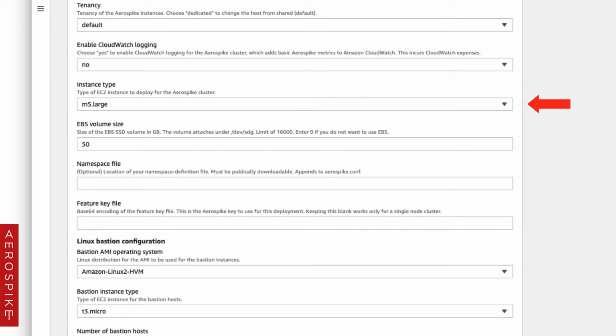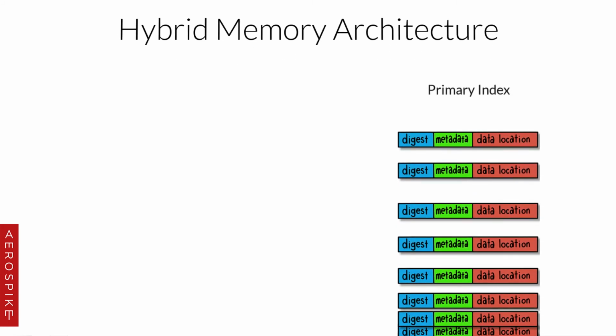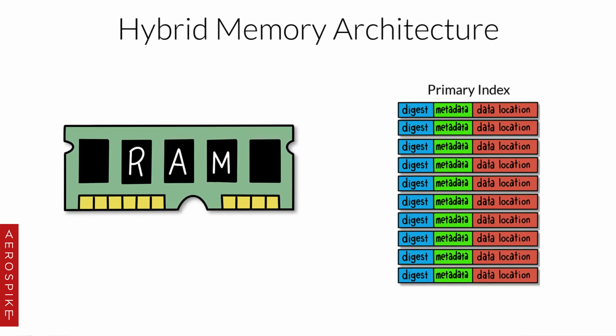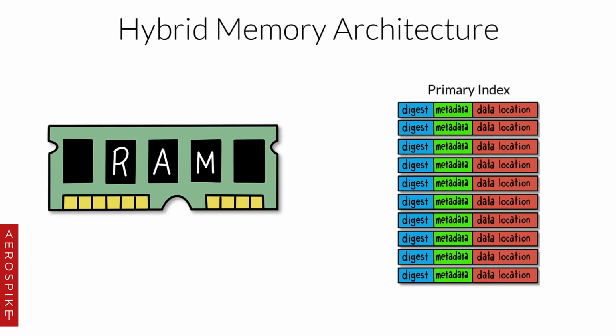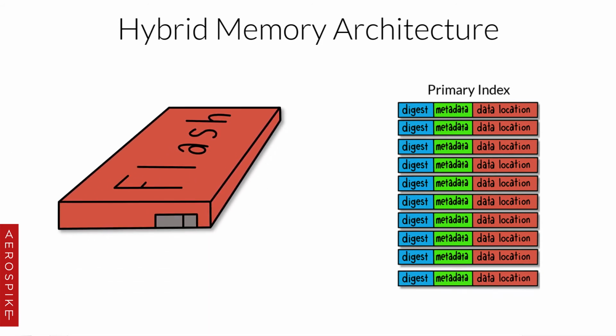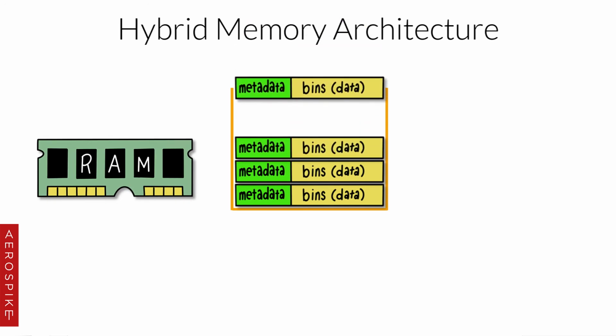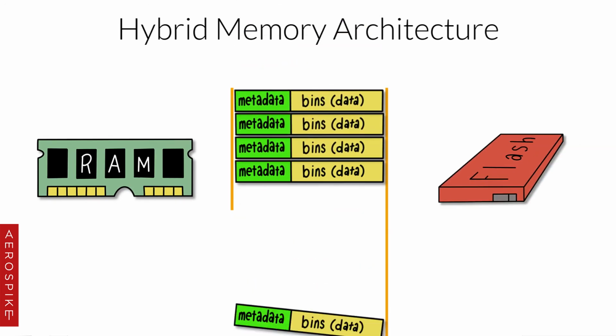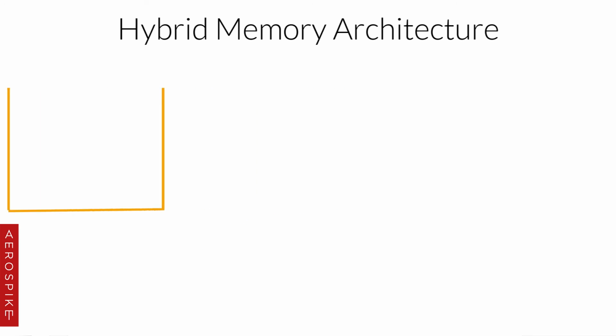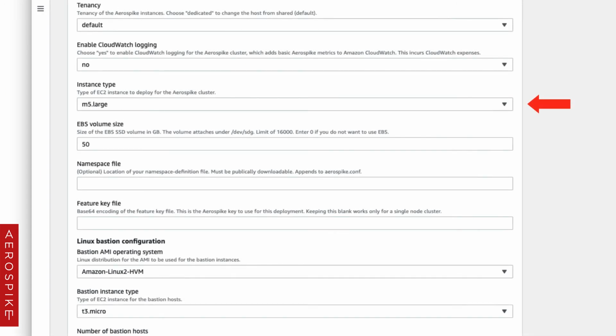Since this is a single node cluster in-memory database, the M5 large works well. However, Aerospike supports a hybrid memory architecture where by default, indexes are stored in DRAM, but can be configured to store indexes on an NVMe flash device. Data may also be stored in DRAM or on more cost-effective SSDs. To utilize this configuration, an instance type with local NVMe SSDs, like the M5D Extra Large, needs to be selected.